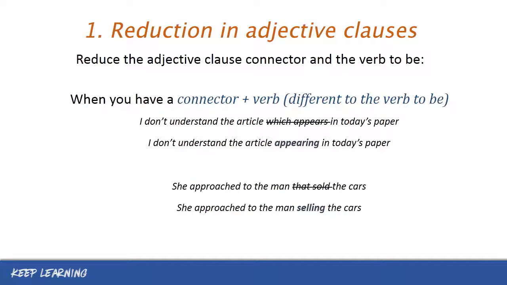That you can reduce when you have a connector and a verb to be. But this is what you have to do. If you have connector and verb to be, you cut. But if you have connector and another verb, you cut the connector and you change the verb to ing. If you have, I don't understand the article which appears in today's paper, you cut which, but the verb appear, change it to ing. I don't understand the article appearing in today's paper. And of course, the translation is que aparece, right?